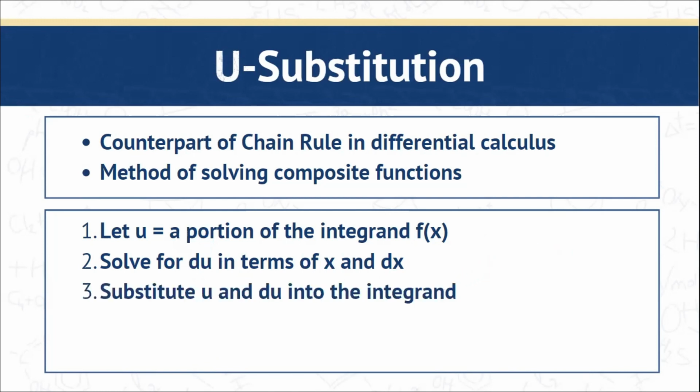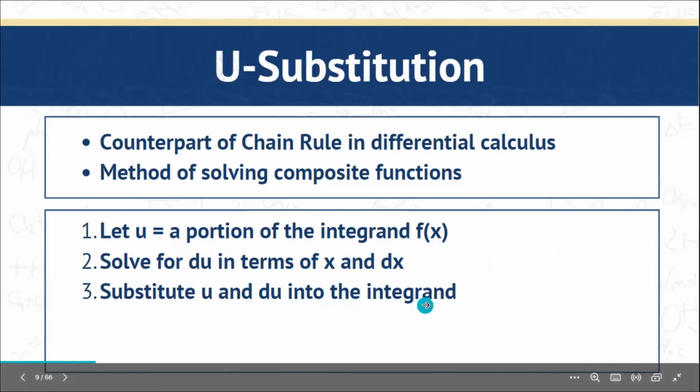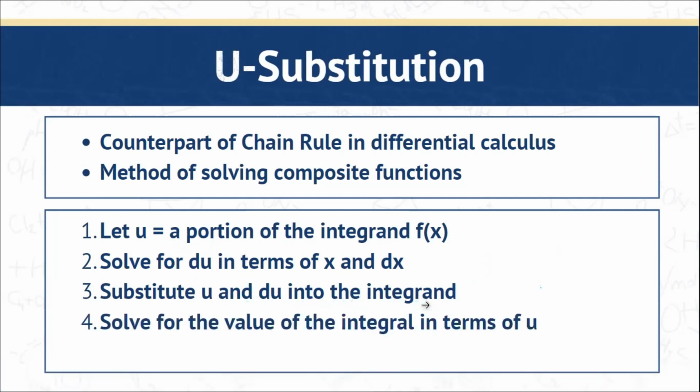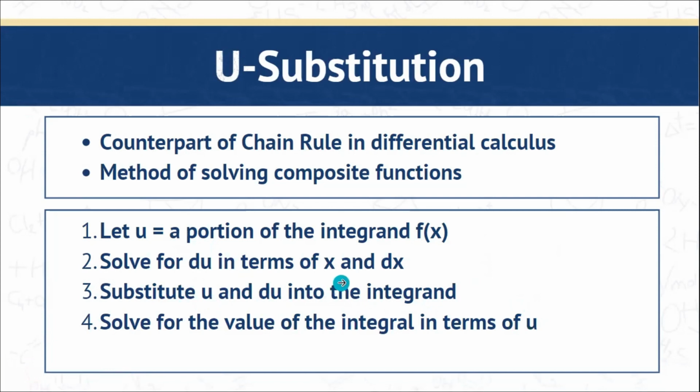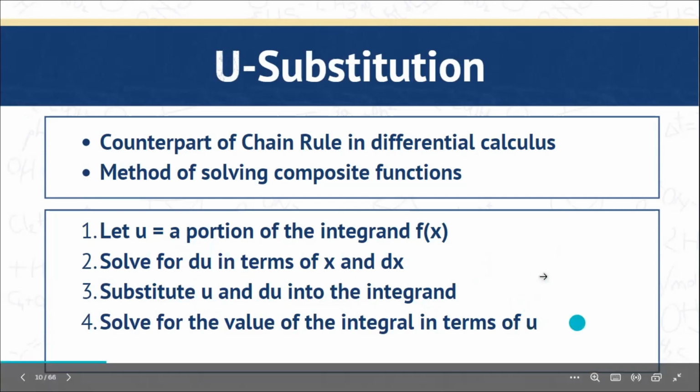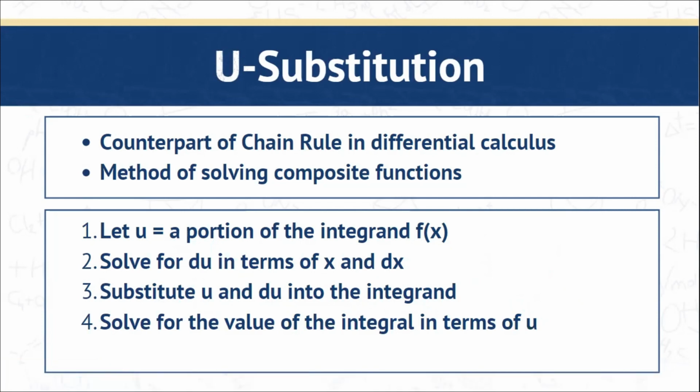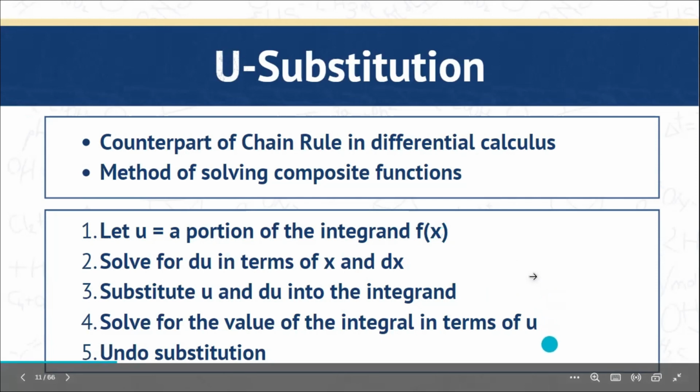And then step 3 is to substitute u and du into the integrand. Step 4 is to solve for the value of the integral in terms of u. So after substitution, the given should be simplified, where we'll have u and du instead of x and dx, and then we can easily solve for the integral in step 4. And then finally, we should be undoing the substitution so that our final answer is in terms of x. We'll see how these steps can be followed in the next examples.